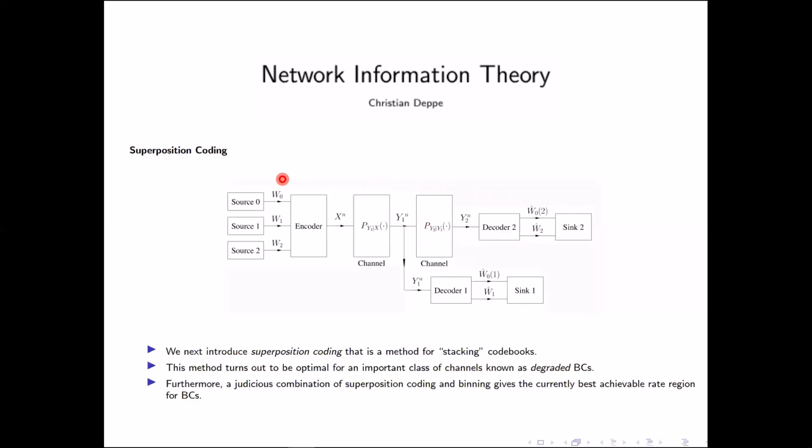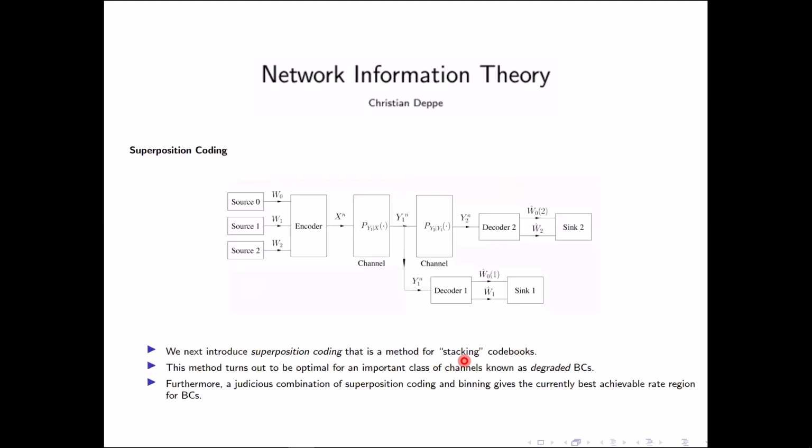This is called the physical degraded broadcast channel. Later we will see that there is also a small generalization of this, which is called the stochastic degraded broadcast channel. And it will turn out that the capacity region for both is the same, and superposition coding for both gives the optimal capacity region. But now, what is superposition coding? Superposition coding is a method for stacking codebooks.